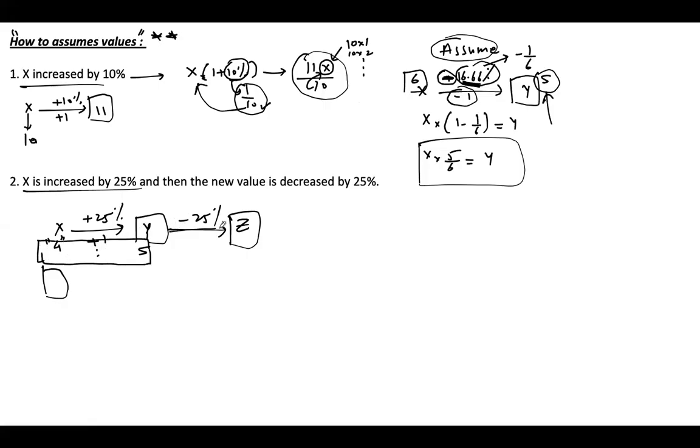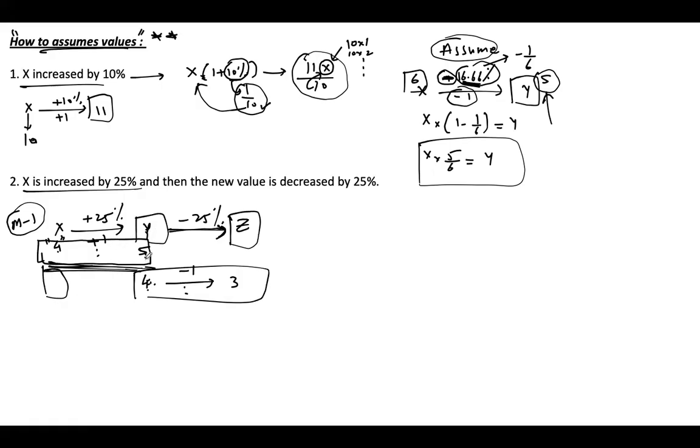Similarly, you see another value, 25%, which is 1 by 4. So I'm assuming another value of y to be 4, and 25% would mean 1/4 of 4, which is 1. So this value would be 3. But now I have two values of y. We have two ratios, value of x versus value of y, and value of y versus value of z. How will I make these two values same? This is one way of going about assuming values in this particular question.